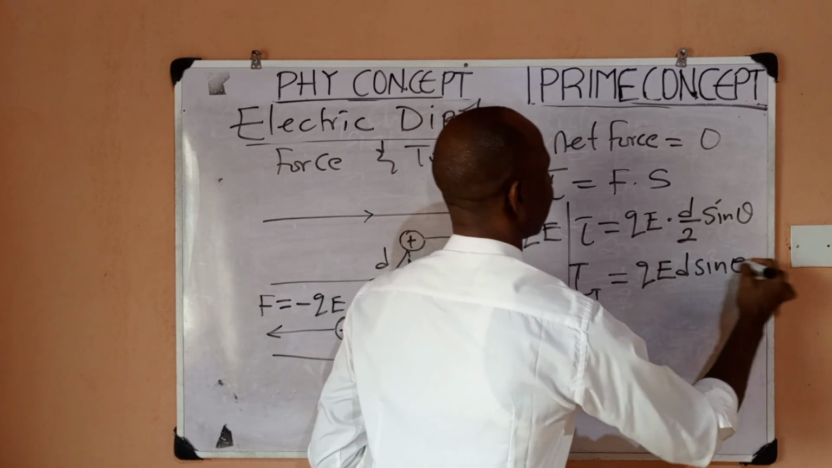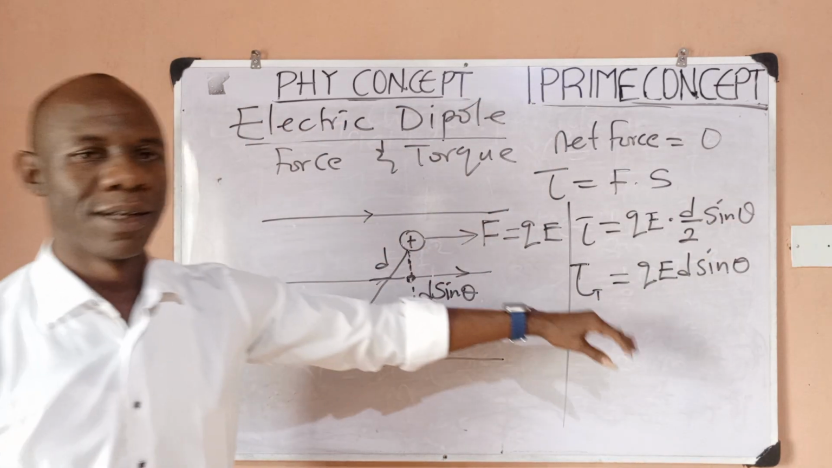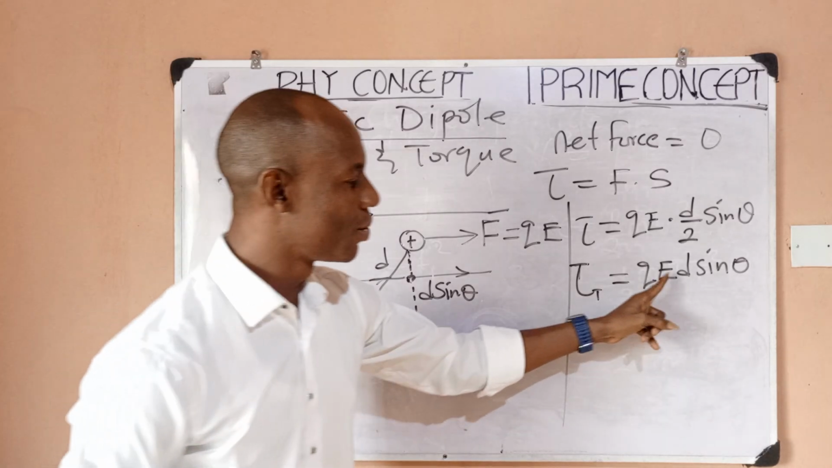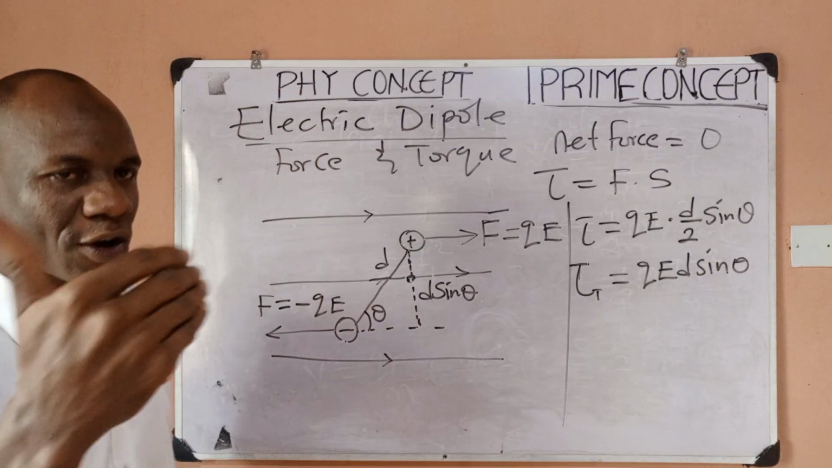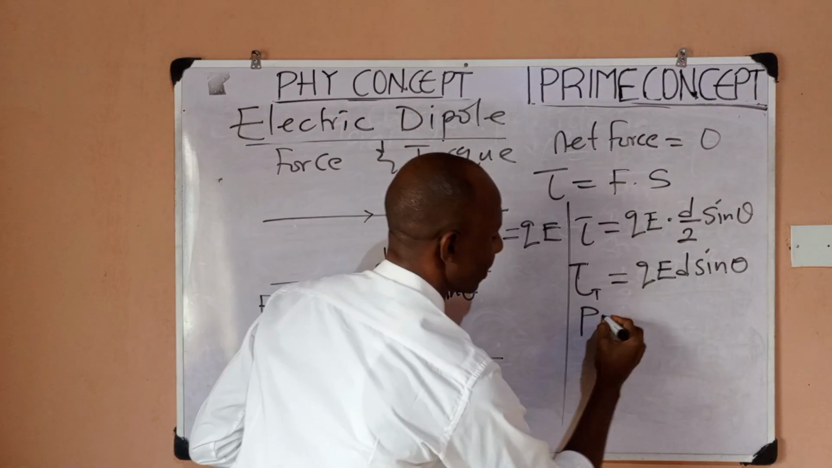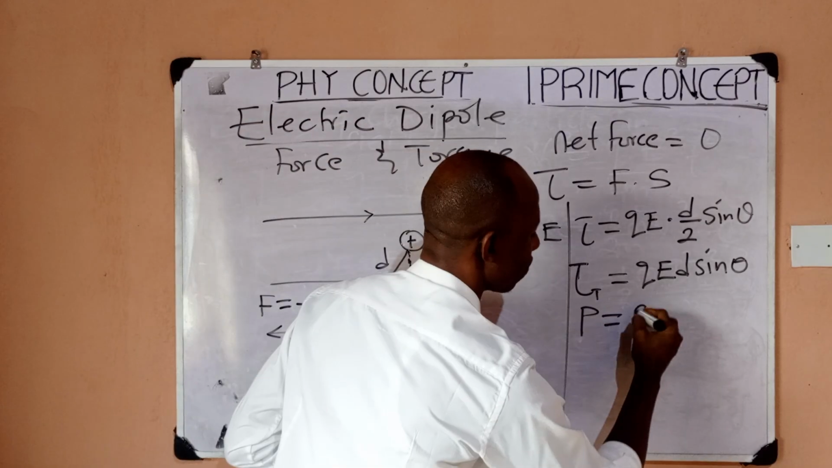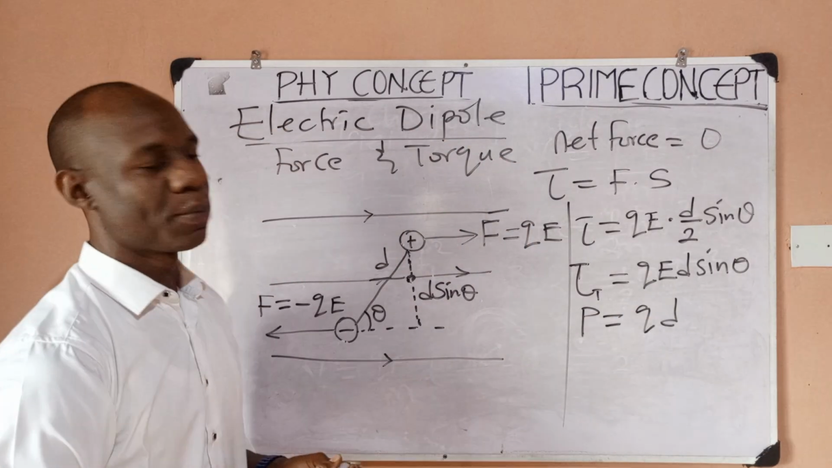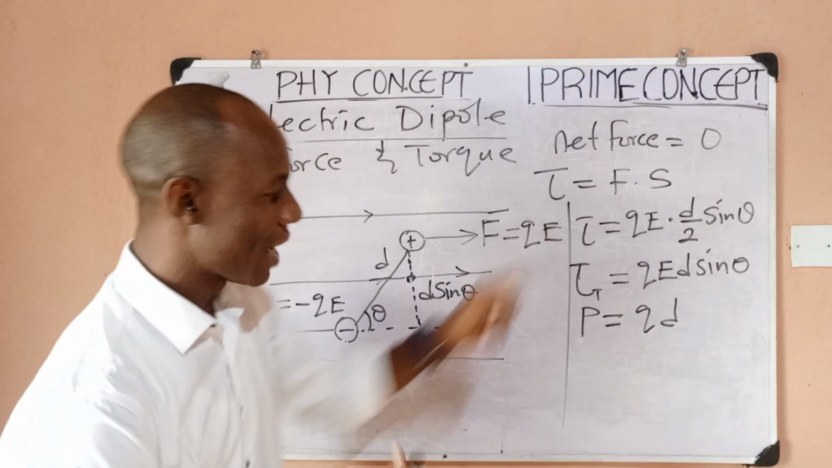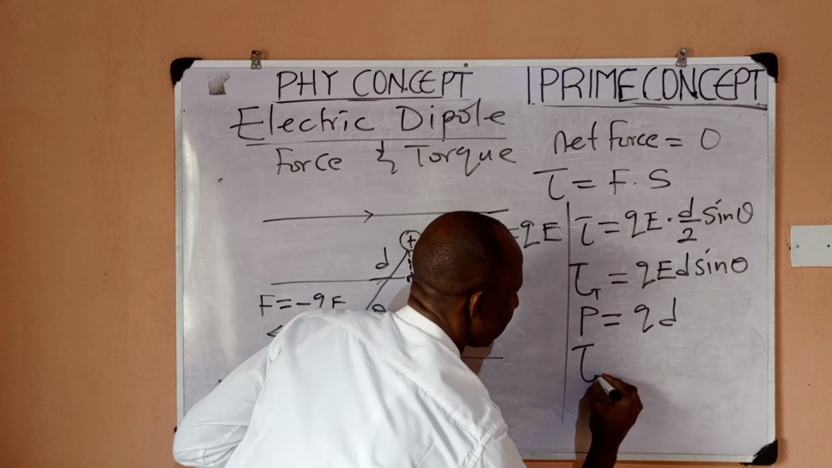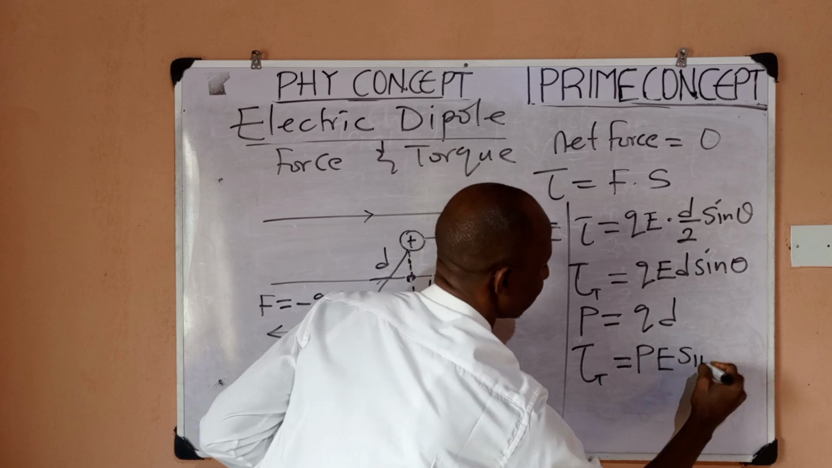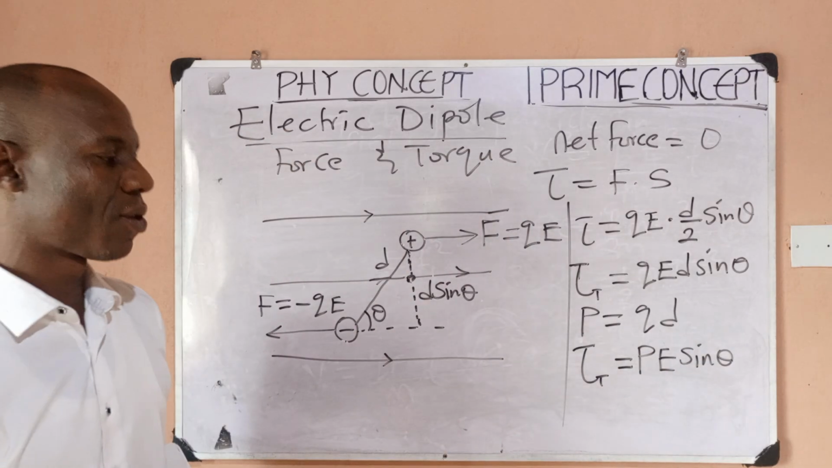QED sine theta. So this is going to be the formula for torque experienced by a dipole placed in an electric field, QED sine theta. Now, if you recall, I earlier told you that a dipole is given by the relation P equals Q times D. This is the formula for a dipole. So I can replace this QD in this formula with P. If I do that, my total torque is going to be PE sine theta. So this is going to be my total torque in that system.